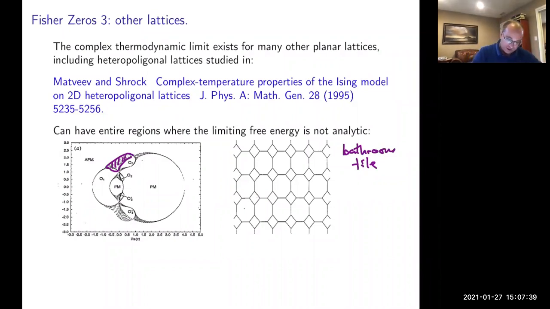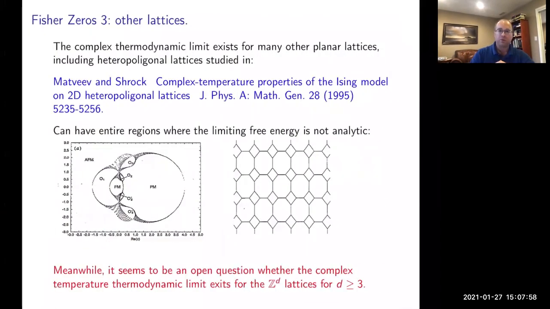So again, you could study the phase transitions as you go across here, or if you're really good with potential theory, you can analyze the phase transitions, the singularities of the free energy anywhere in this complex plane. That's really interesting. But what's also really interesting, and this came as a surprise to me, is that when D is bigger than or equal to 3, the classical Z^D lattice, including Z^3, it seems this complex temperature thermodynamic limit isn't known to exist. And I find that quite surprising.